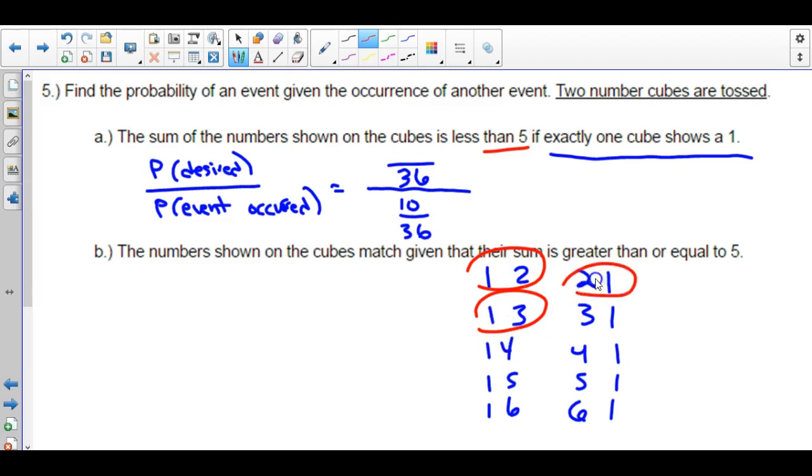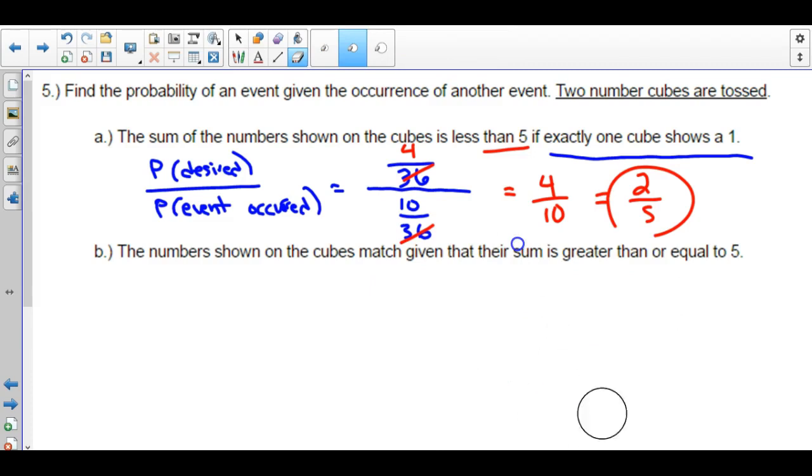I have a 2 and a 1 that's going to add up to 3. A 3 and a 1 that's going to add up to 4, so we're good. But then again, 4 and 1 adds up to 5, but I'm not looking for that. I'm looking for how many sums are going to be less than 5. So 4 out of my 10 were less than 5. If I simplify this, I'm going to end up with 4 over 10, which is going to simplify to 2 over 5.